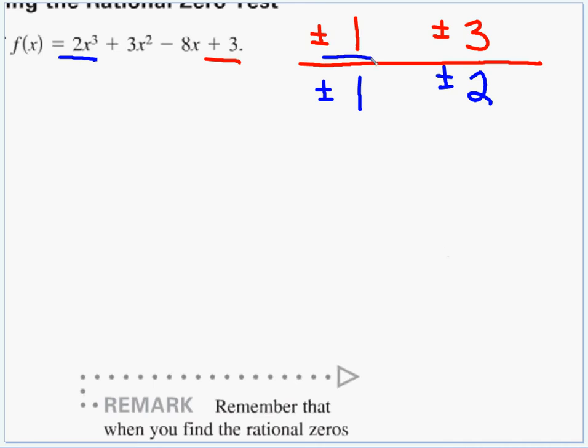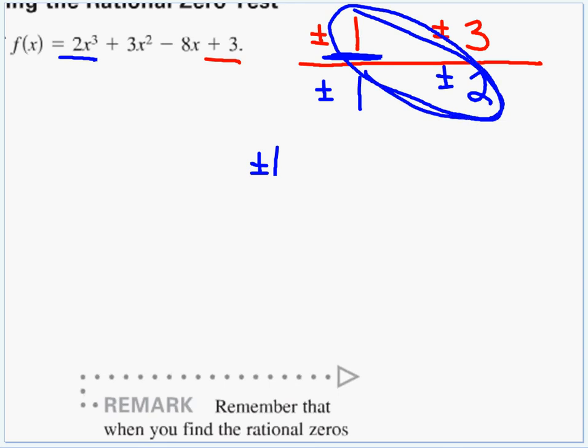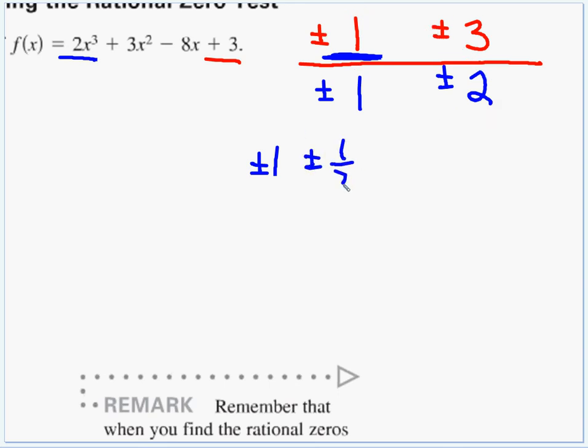I'm going to start here with this numerator and give it each of the denominators. First I have 1 over 1, and that'll be a plus 1 or a minus 1. And then I'll have 1 over 2, so that's plus or minus 1/2. Now let's use the 3. We can do plus or minus 3 over plus or minus 1. That's just plus or minus 3. And then we can do plus or minus 3 over plus or minus 2. That's plus or minus 3/2.